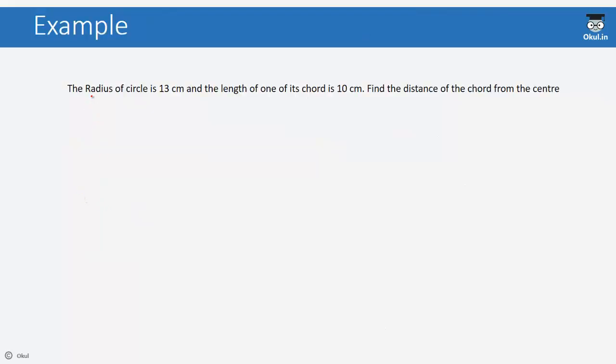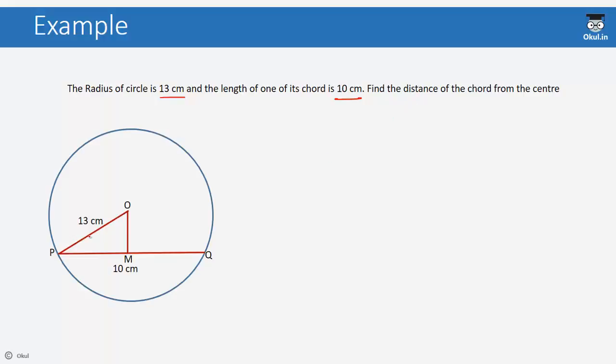Now let us do an example. The radius of the circle is 13 centimeters and the length of one of its chords is 10 centimeters. We need to find the distance of the chord from the center. So this is the figure, with the chord PQ of length 10 centimeters, and this is the line drawn from the center of the circle to the chord.